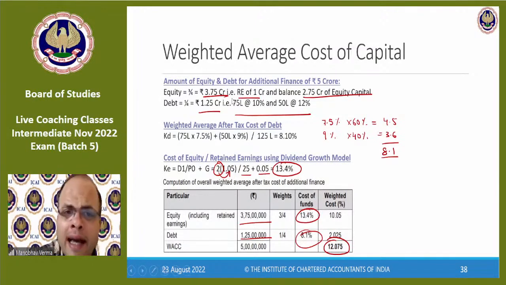Guys, everyone okay? Any doubts in the calculation of the weighted average cost of capital, please? Any doubts on the weighted average cost of capital, please let me know.